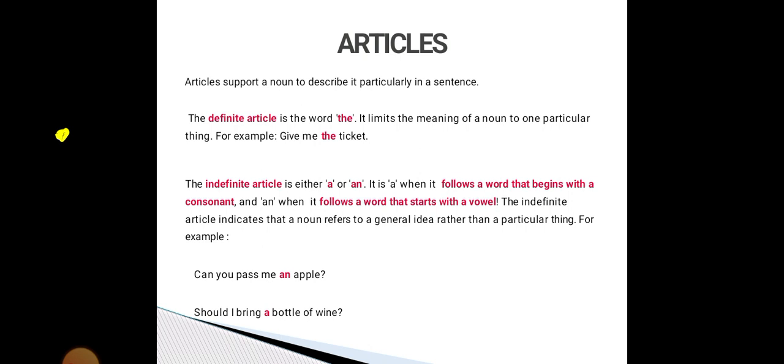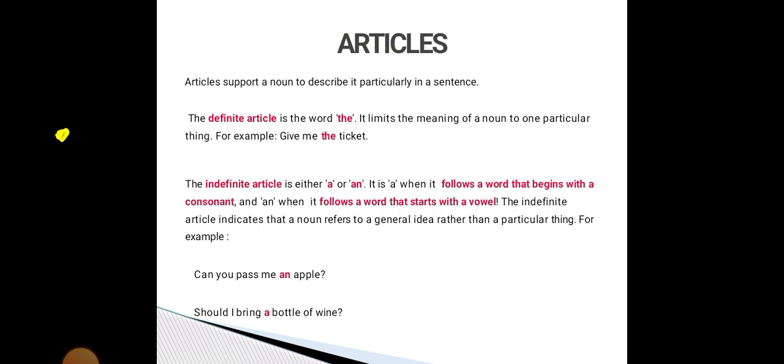First, we can see about definite articles. The definite article is the word the. It limits the meaning of the noun to one particular thing. For example, give me the ticket. In this sentence, the is called a definite article. Next, we can see about indefinite articles.